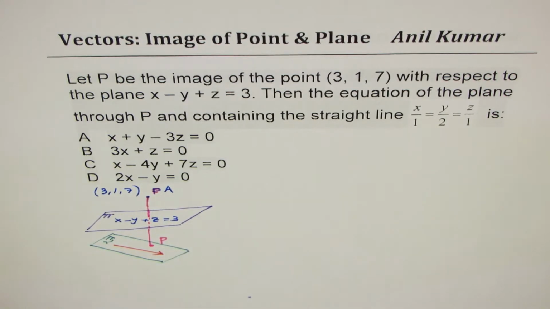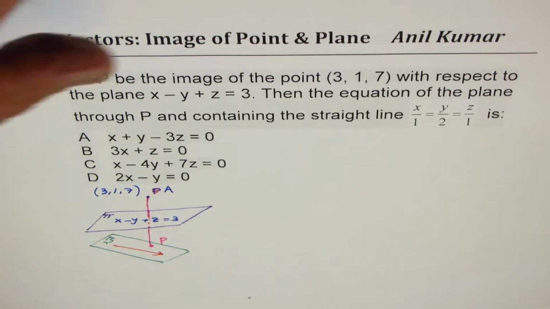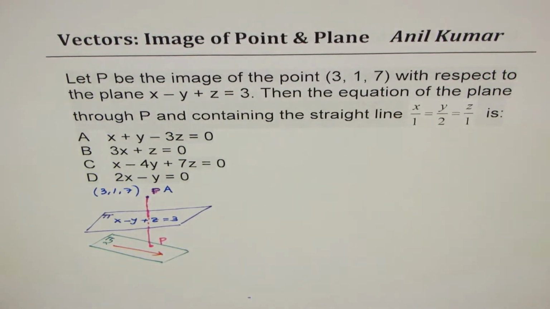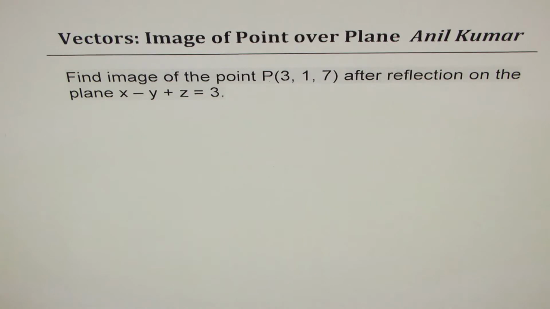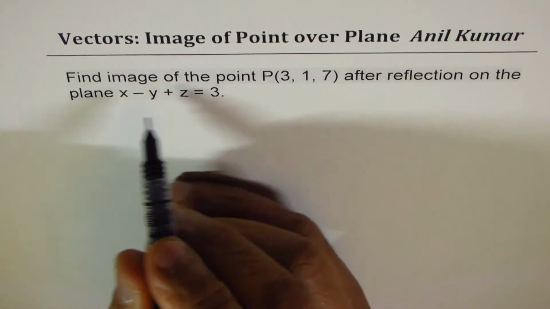We are going to solve this question in two parts. In part 1, we'll find the image of the point, and then we'll get back to finding the equation of the plane. So let me take up part 1 first. We'll just find the image of the point. I have rewritten the question here. It says find the image of a point over the plane.